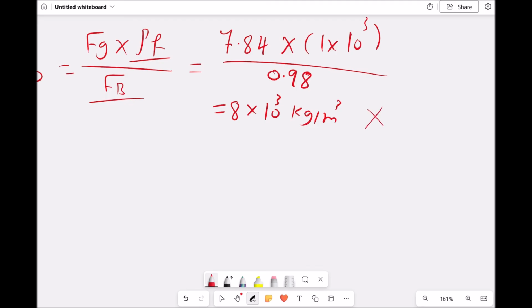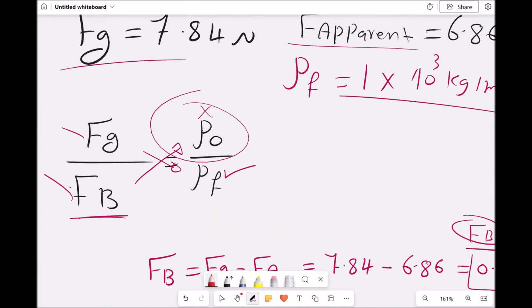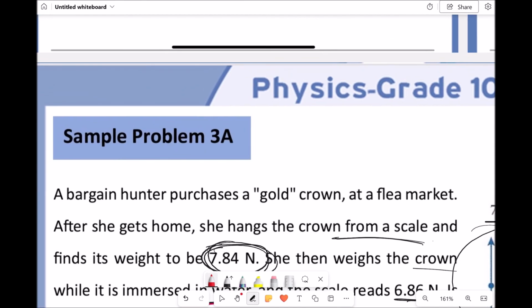No, it is not. Why? Because the density of gold is equal to 19.3 times 10 to the power of 3 kilogram per meter cubed. This is the density for gold. Then this crown is not pure gold, because its density is less than the density of gold. This is sample problem 3A.